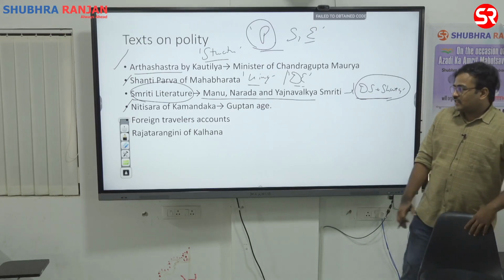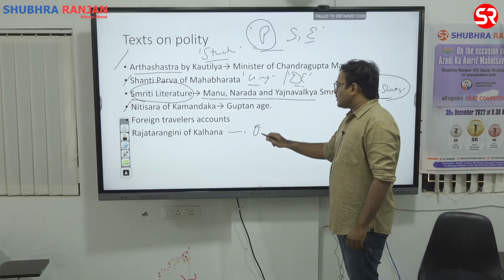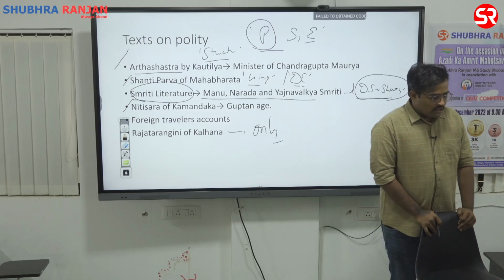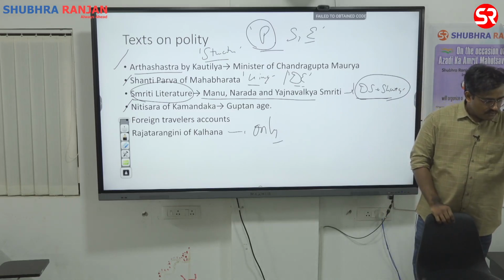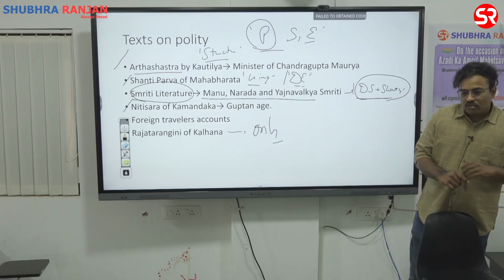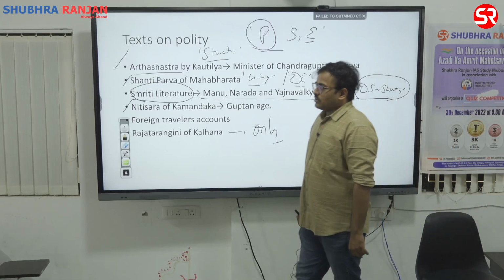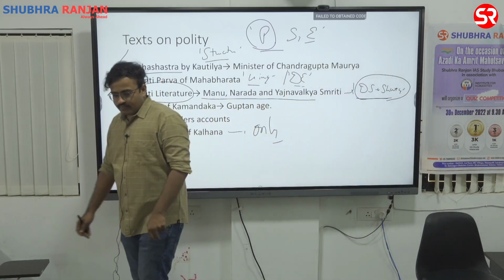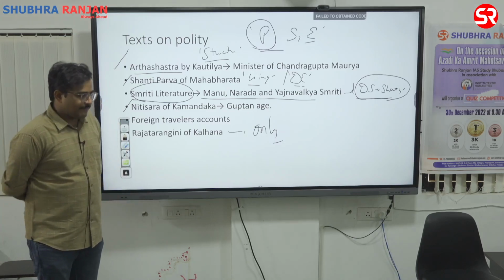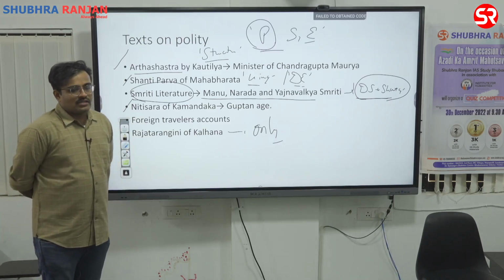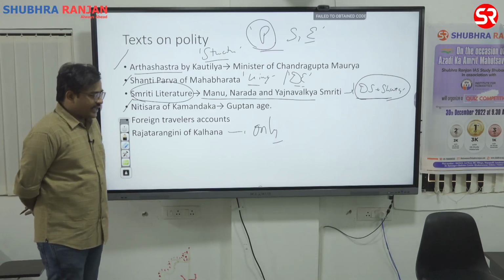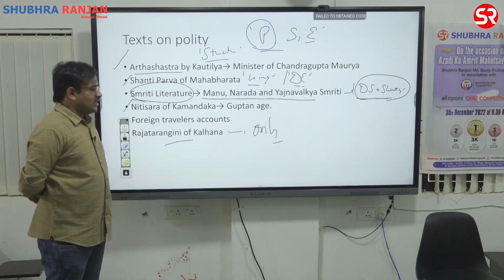Then along with these things, Rajatarangini of Kalhana is the only historical textbook. Write it down. Rajatarangini of Kalhana, drafted in Kashmir, is the only authentic historical text of ancient India. So this is the Rajatarangini of Kalhana.